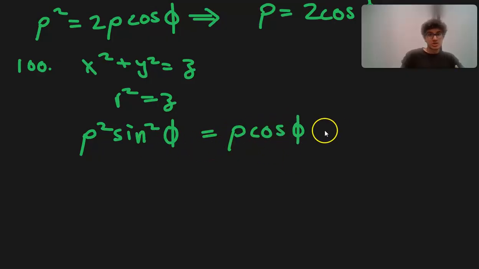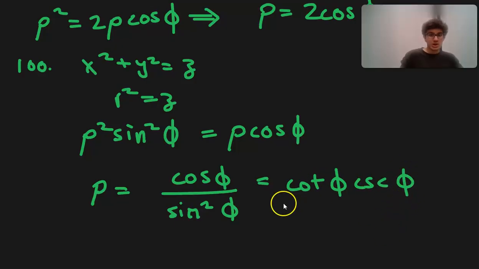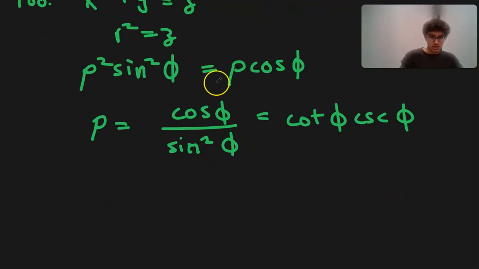Divide both sides by rho, divide both sides by sine squared of phi. And that's going to basically give you rho is equal to cosine of phi divided by sine squared of phi. And this is a satisfactory answer. If you want to make it a little nicer, you can rewrite this as cotangent of phi, because that's cosine phi over sine phi, times 1 over sine phi, which is cosecant of phi. So that would be an equivalent answer. I'll just rewrite it here nicely once. And so this would also work. This would also be a correct answer.